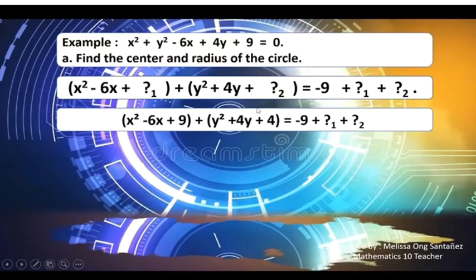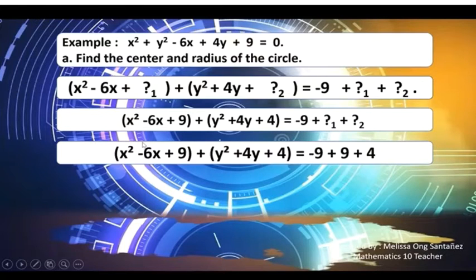x squared minus 6x plus 9 plus y squared plus 4y plus 4 is equal to negative 9. So again, your question mark number 1 should be replaced by this number, which we actually substituted with the question mark number 1. So that will be 9. And your question mark number 2 will be 4. Alright, so looking at this equation, what you will have is x squared minus 6x plus 9 plus y squared plus 4y plus 4 will give you negative 9 plus 9 plus 4.